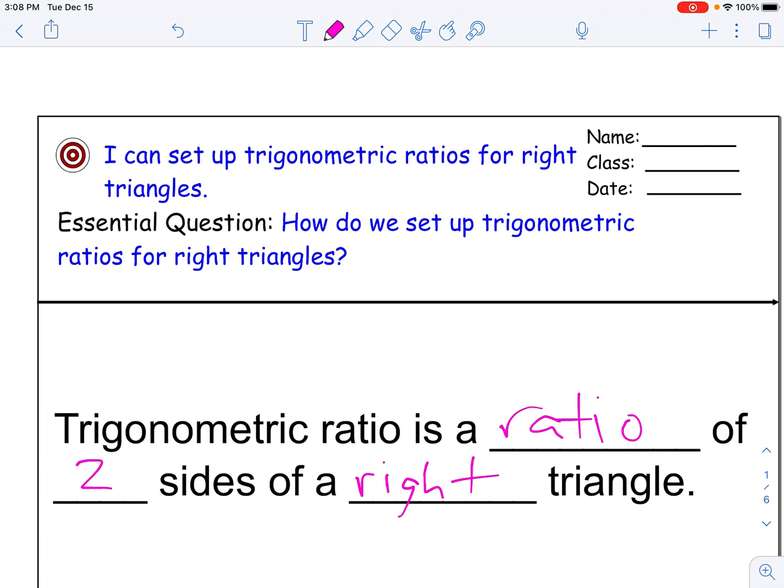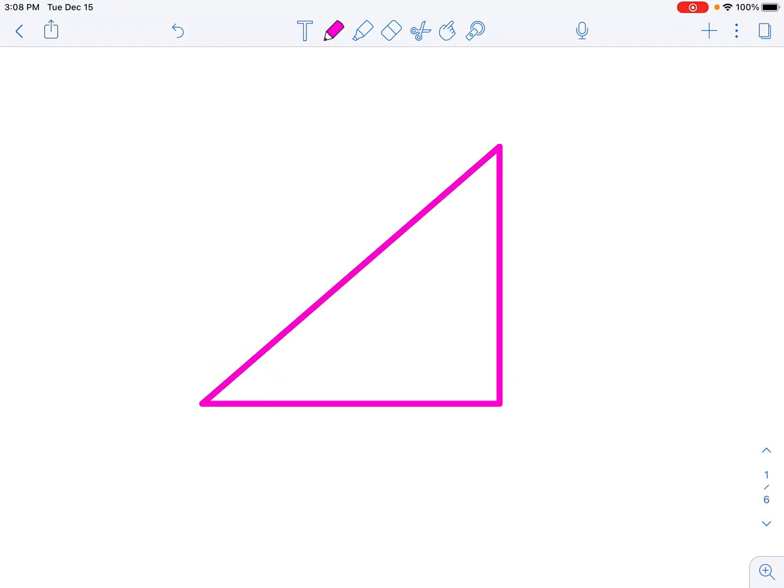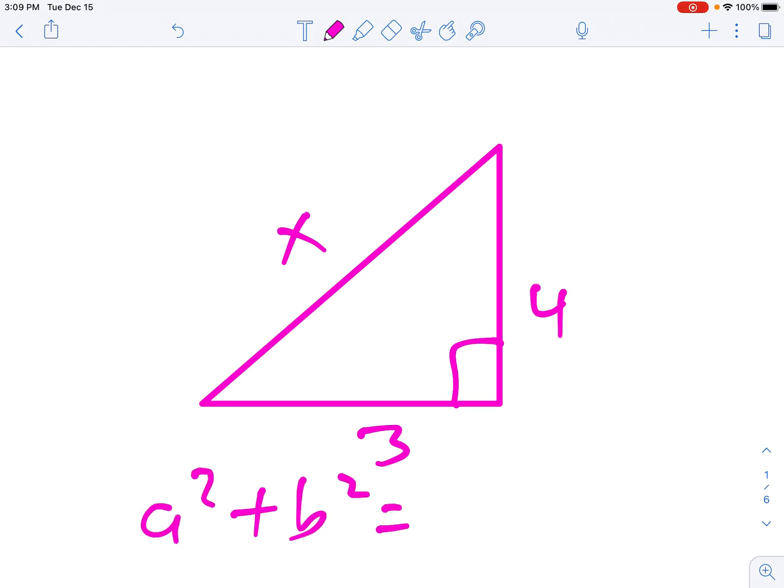We're going to continue on with our right triangle math, right? If we go back to what we just took a test on, we have a right triangle. We have two sides of the right triangle. We can use the Pythagorean theorem, a squared plus b squared equals c squared, to find the missing side length, given two side lengths already. Okay?